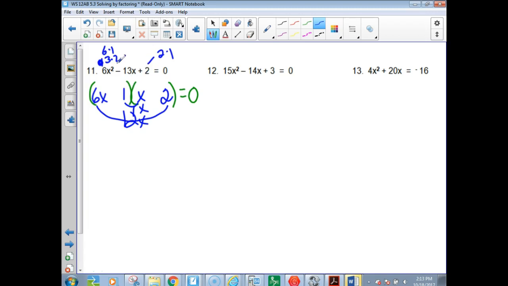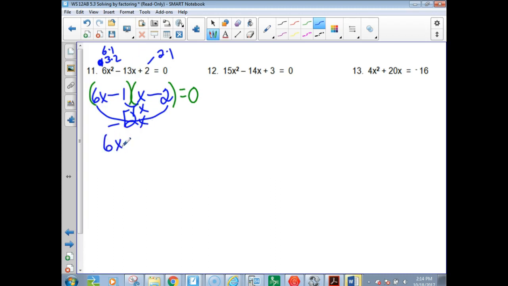Since there's a plus at the end, these both have to match. That's not the only reason they have to match. You need to get a negative 13 in the middle. So negative 12x and negative 1x, you need minuses on both of these. So you've got to verify it, 1x and negative 12x, that's going to add up to negative 13x. And negative 1 times negative 2 is positive 2.